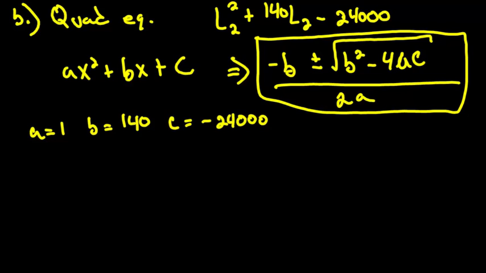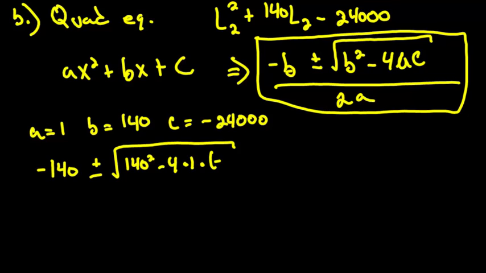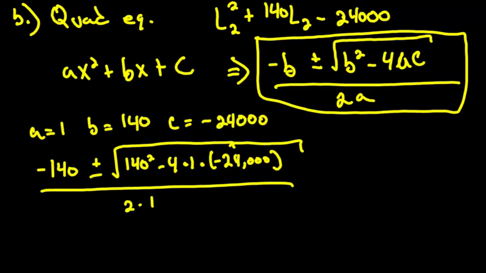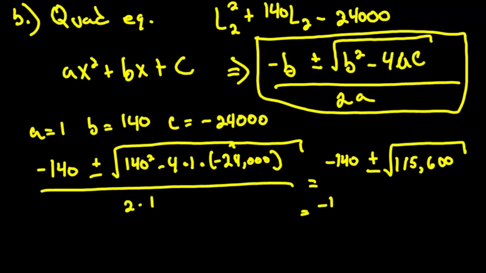Now what we want to do is just plug these values into the quadratic formula, and that will give us our answer. So let's just plug it in. Minus 140 plus or minus the square root of 140 squared minus 4 times 1 times negative 24,000, over 2 times 1. Now this should give us minus 140 plus or minus the square root of 115,600. This would then reduce to minus 140 plus or minus 340 divided by 2.